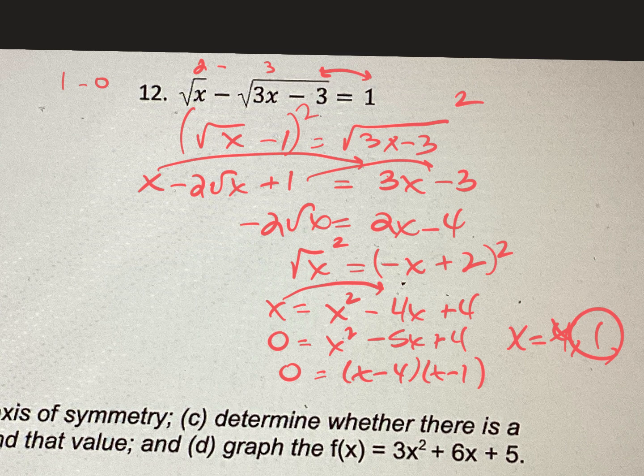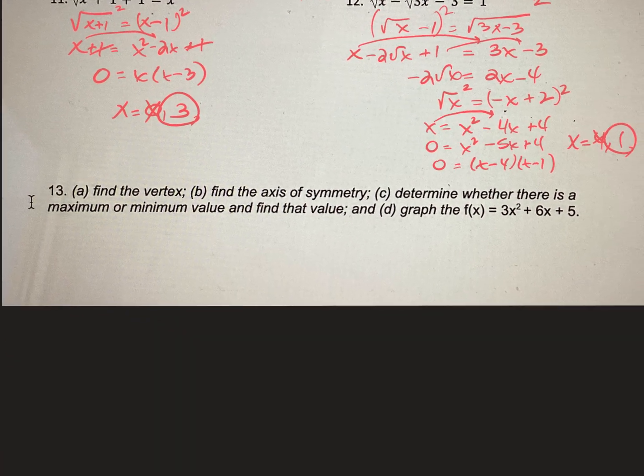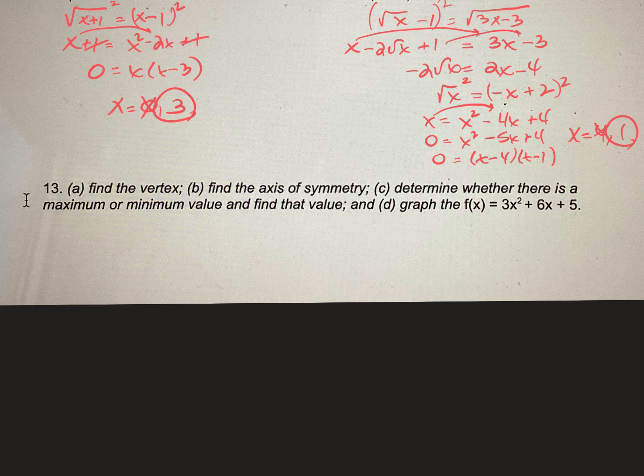That's the toughest one on there probably. 13, find all the stuff for that parabola. We've been doing negative b over 2a, so that's how I'm going to go. So if I go negative b over 2a, I'm getting negative 6 over 2 times 3, which is really just negative 1. So my vertex, which is the first thing it asked me for, is going to be negative 1, something.